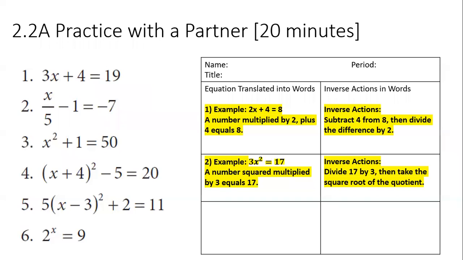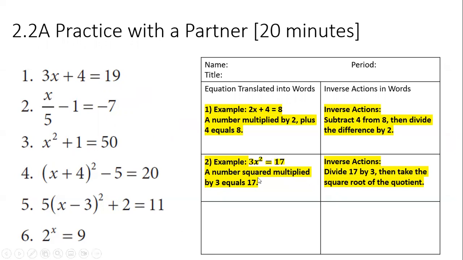Now, what you're going to be doing is with a partner, or if you're a group of three, you're going to translate the equations into words, and then you're going to read what you write to your partner and see if they understand it, okay? You are not solving for x. You're going to tell me how to solve for x, but you are not solving for x. Does that make sense? Okay.